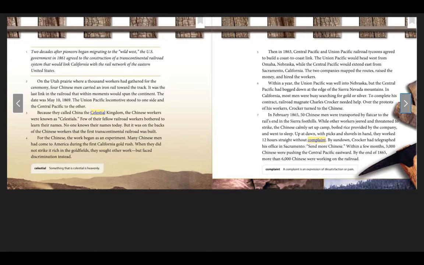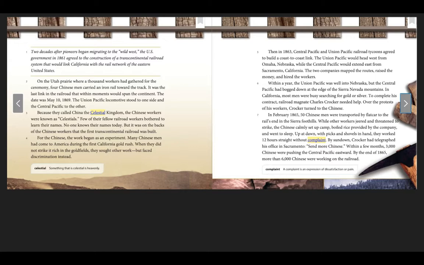All right, continuing on page 270. Because they called China the Celestial Kingdom, the Chinese workers were known as Celestials. Few of their fellow railroad workers bothered to learn their names. No one knows their names to this day. But it was on the backs of these Chinese workers that the first transcontinental railroad was built.